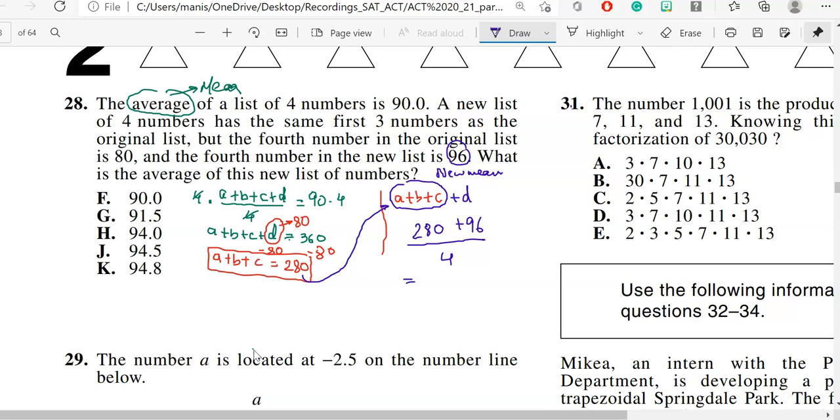And the question says, what is the average for this new list of numbers. It's now easy for me. I can add all of them and I can find the answer. So my answer for this is 94.0. So this is my new mean, or the mean for the new list of numbers. So choice H is the correct answer for this problem.